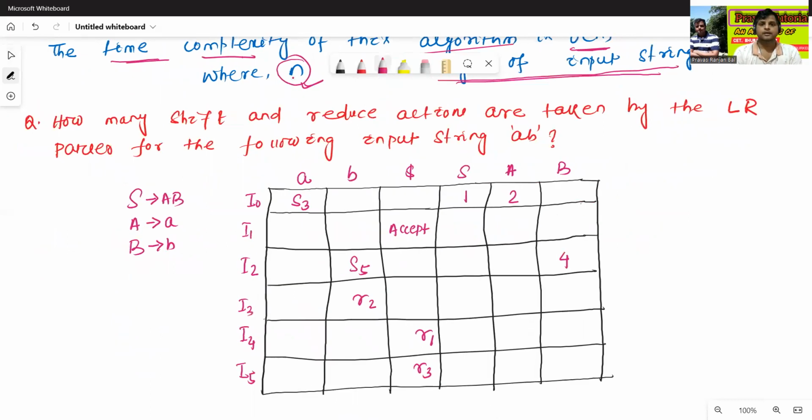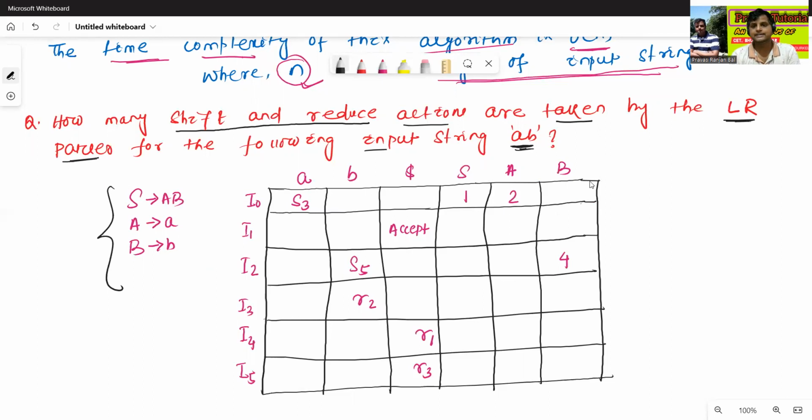Here's the example. How many shift and reduce actions are taken by the LR parser for the following? Here the input string is AB. For this input string, one context-free grammar is given: S to AB, A to A, and B to B. This CFG grammar is given. This is the given input string. Now we'll check how many shift and reduce actions, and whether this input string is valid or invalid.